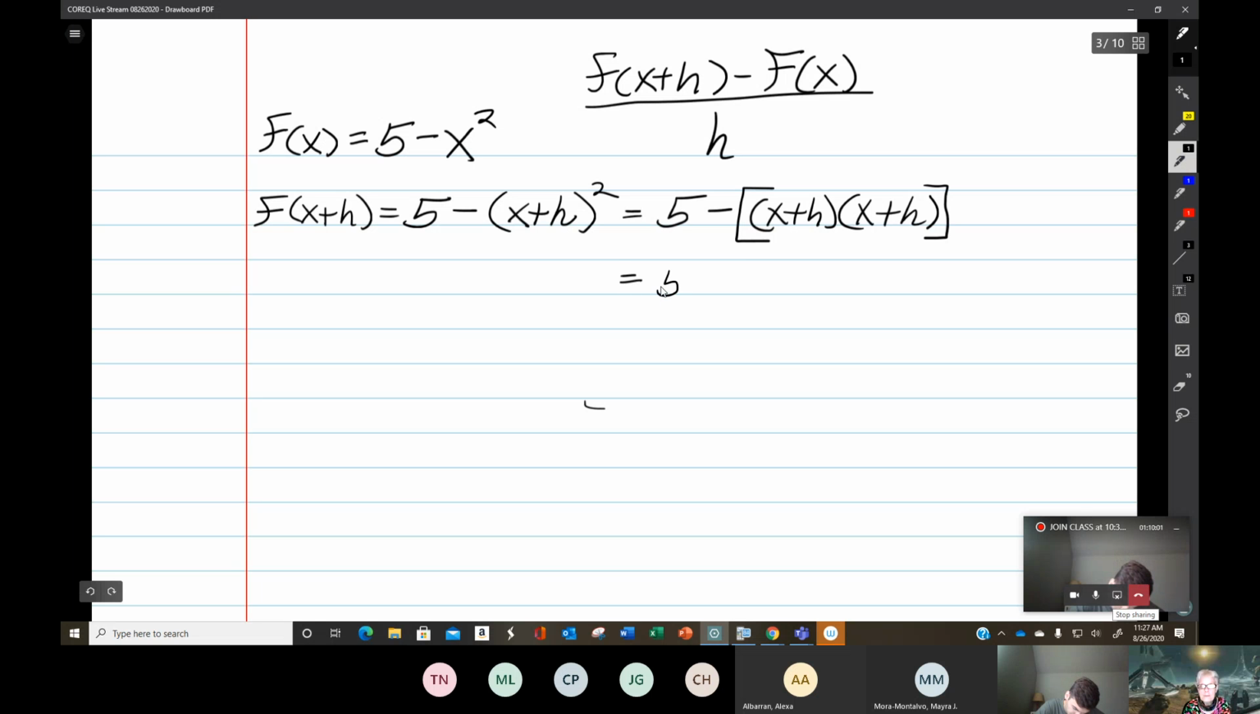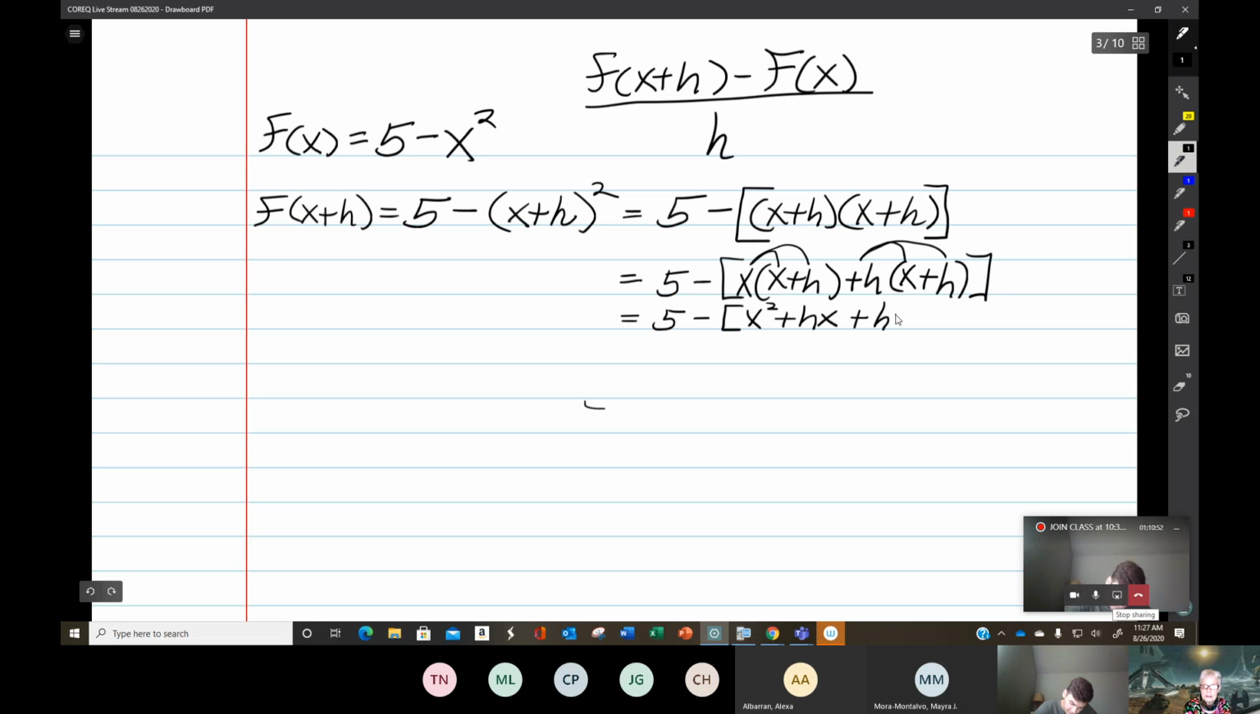So this is going to be 5 minus, I'm going to have that x times x plus h, plus h times x plus h, and then I distribute the x and I distribute the plus h. So I'll have 5 minus x squared plus hx plus hx plus h squared.